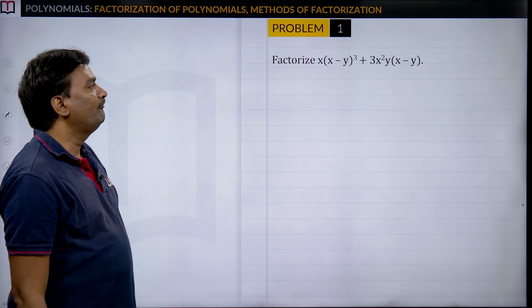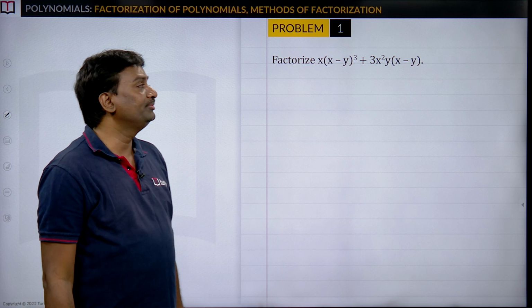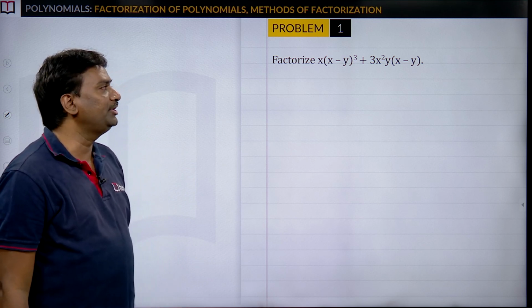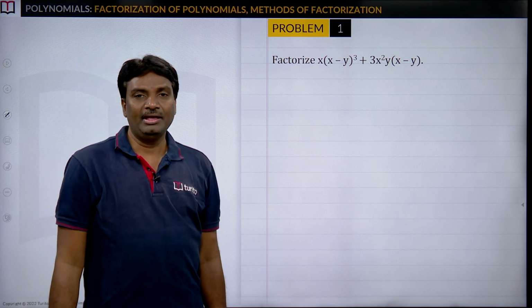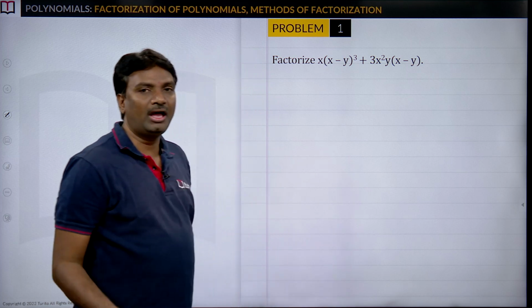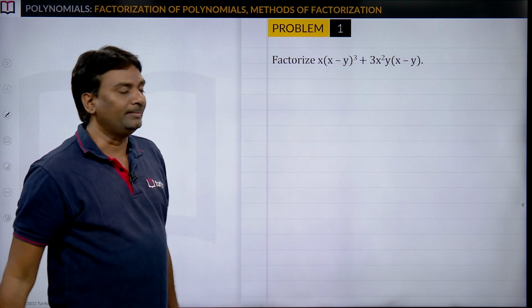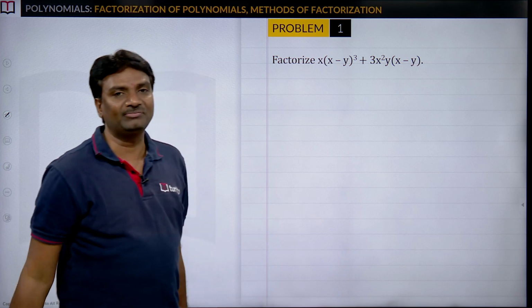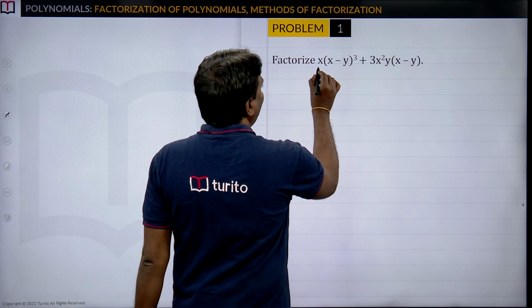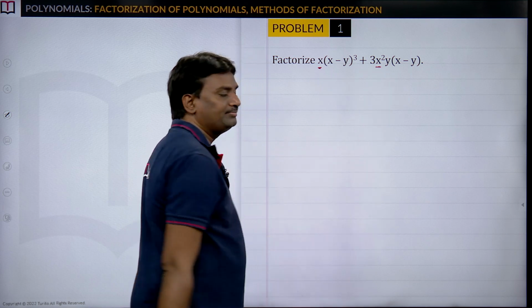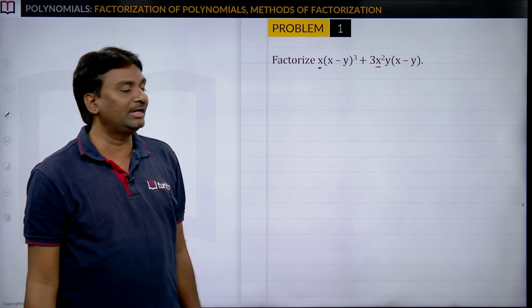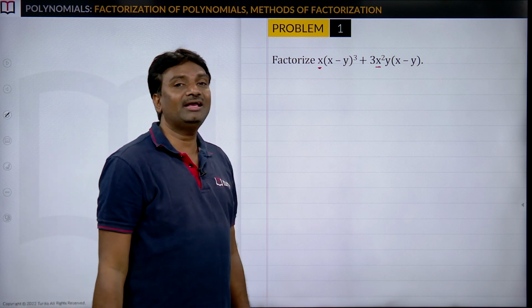Look at this. Factorize x into (x minus y) whole cube plus 3x square y into (x minus y). By looking at the numericals, we have only 3. We have 3 in the second term only. The first term does not contain 3. That is why 3 is not a common factor. Here we have x, here we have x square. x square means x into x. That is why we can say x is a common factor.